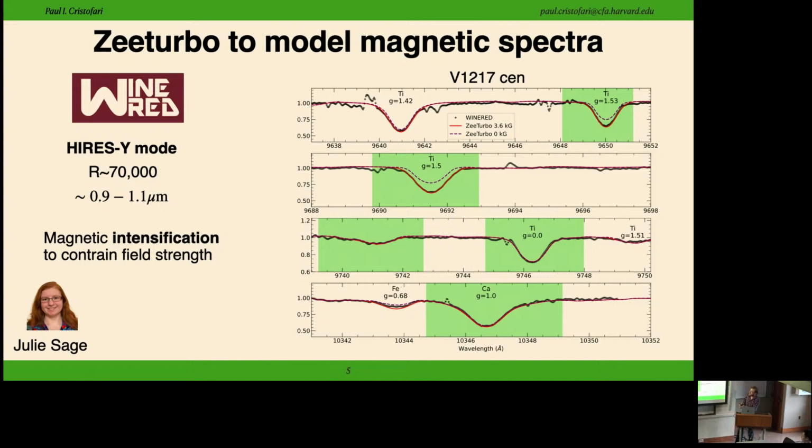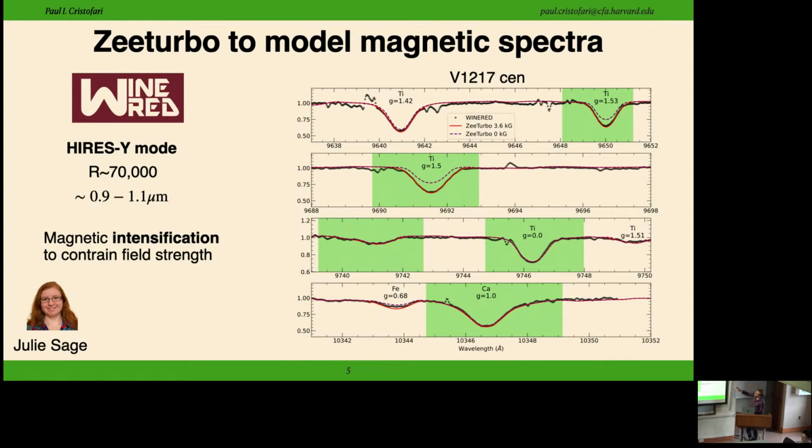Since then, we've applied this to multiple data sets. I just wanted to highlight with this slide the work that's been done with Julie Sage during her REU project here this summer, where we've applied it to WINERED data that was recorded. WINERED is a high resolution spectrometer that is installed at the Magellan Clay telescope. It has a fairly short wavelength range, but it has a very high resolution and can get a very high signal to noise ratio in a very short exposure, which is great.